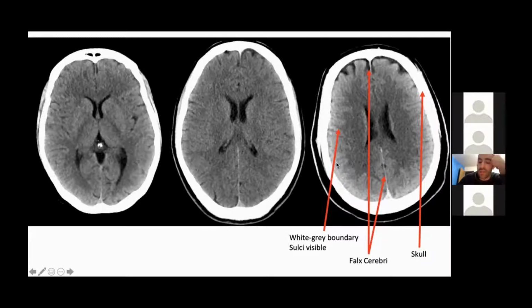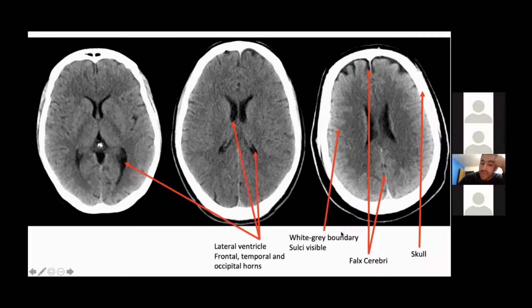And critically as well here, you can see that there are some sulci visible. You can see these black areas here. These are sulci. So this is CSF in the sulci. And what that highlights is that this brain is not under a lot of pressure. So we can get a very good assessment just by looking at a CT scan of whether this brain is under a lot of pressure or not.